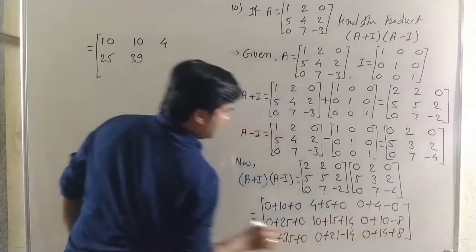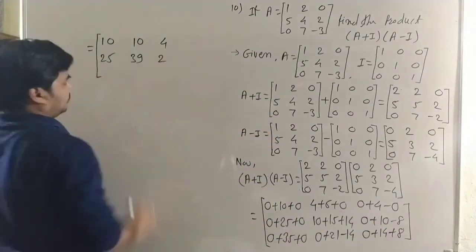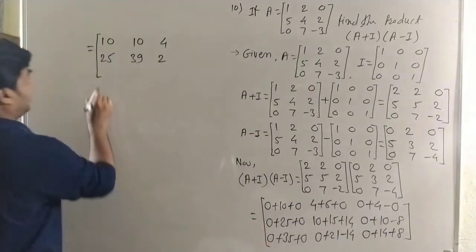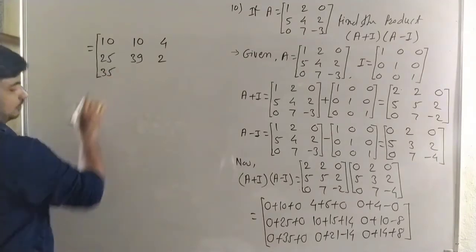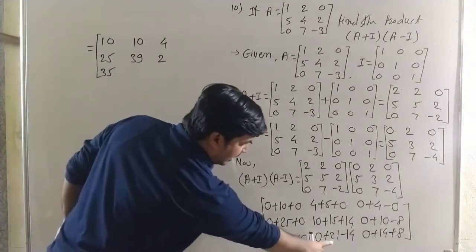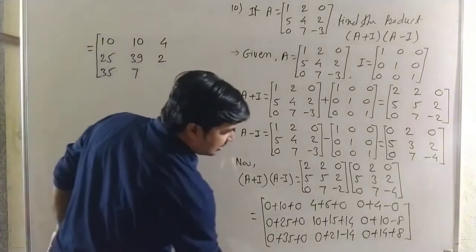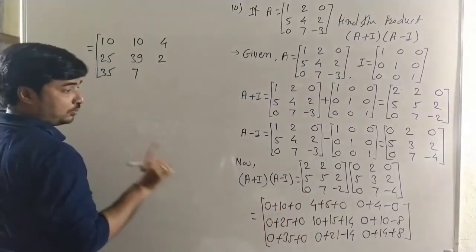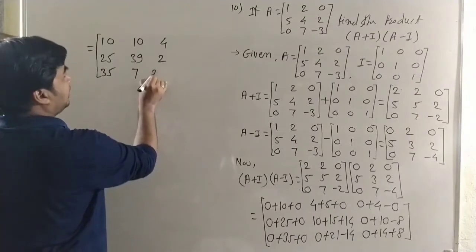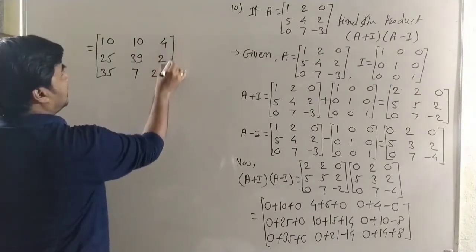Then 10 minus 8, it is a 2. Now it is a 35. Then here 21 minus 14, it is a 7. And last, 14 plus 8 is a 22. And it is the last answer.